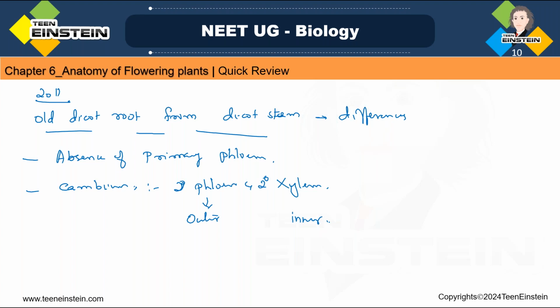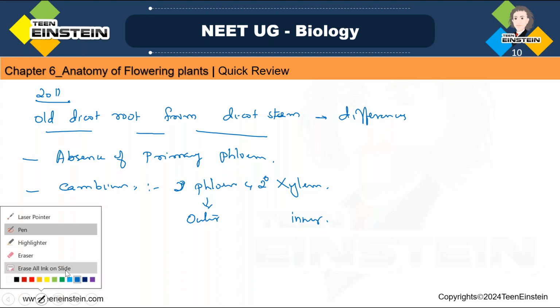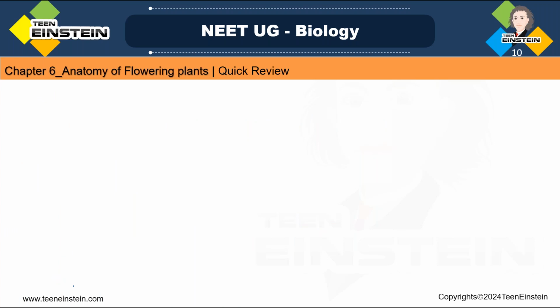Okay, old root. In dicot stem, primary phloem is there, secondary phloem is there, cambium will be present, primary xylem will be there, secondary xylem will be there. So all these are present in which one? In the stem, in the dicot stem. Okay. Next questions are from the internal structure of monocot plants.